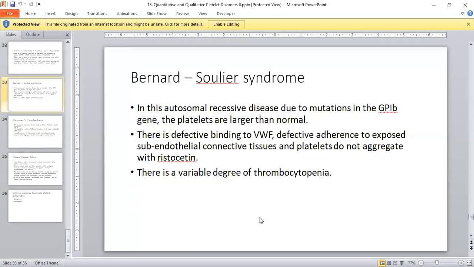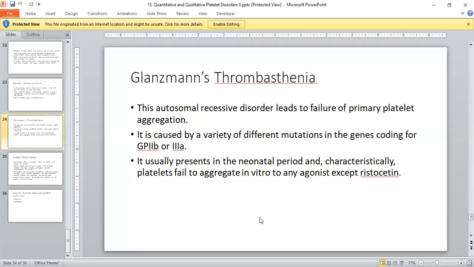So these are just inherited diseases. We have Glanzmann's thrombasthenia, also due to mutations in genes that are involved in platelet formation, GPIIb or GPIIIa.